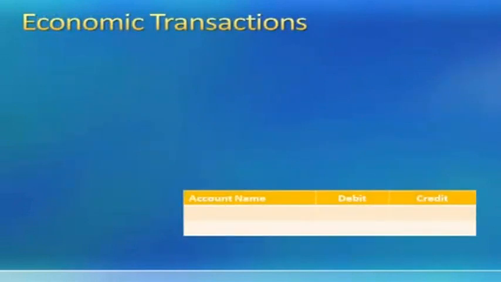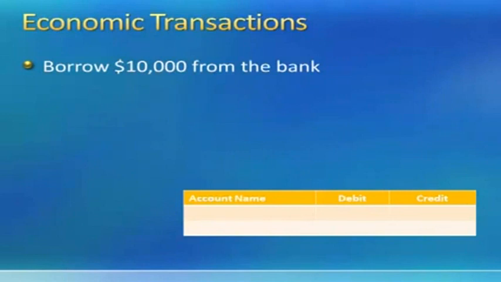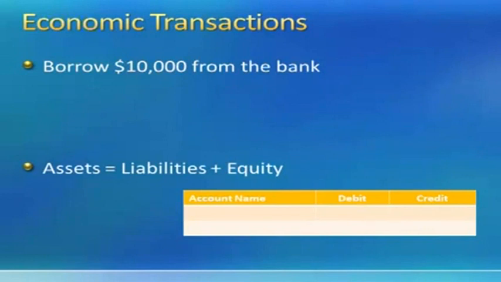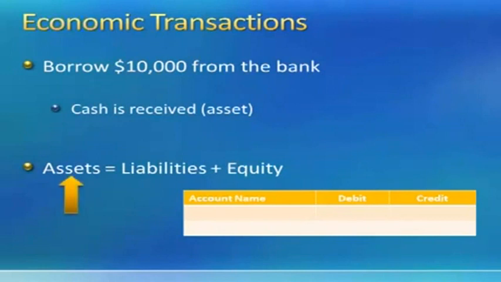Let's take a look at some examples. On our screen, we have a subset of a journal. We have the account name, the amount debited, and the amount credited. We'll use that to record our transactions. First, we borrow $10,000 from the bank. Analyzing this transaction, we know that cash is received, cash is an asset, so we have an asset cash increasing.